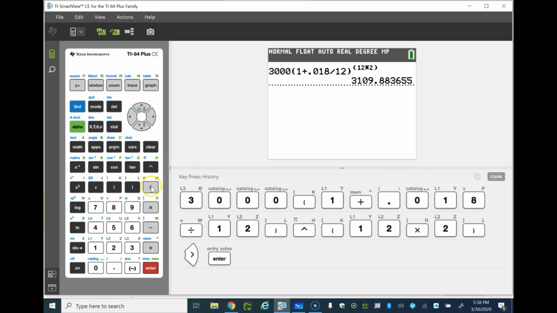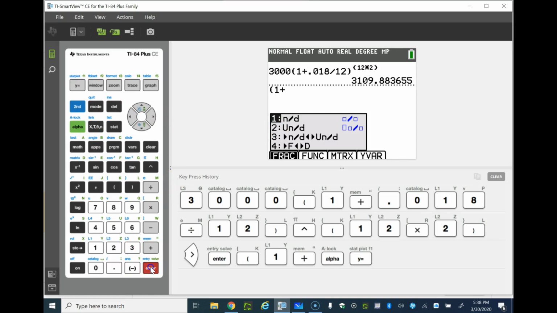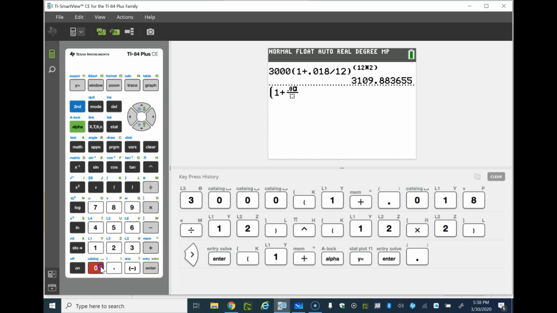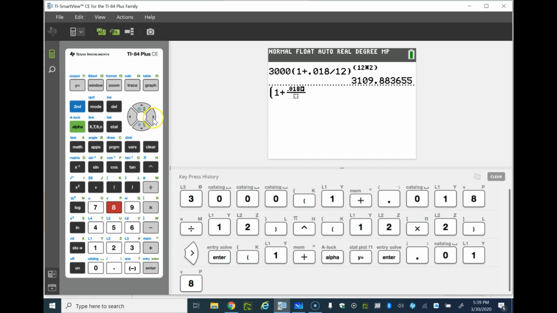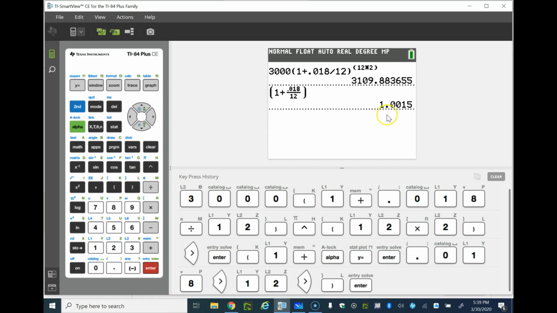For those of you who want to do it step by step, we want to work inside out. So we still use the concept of Please Excuse My Dear Aunt Sally. So we take this first part inside, 1 plus, and this time I'll use the alpha so you can see the fraction, and then 12. So here's my first part. I'm going to hit enter, get this answer.